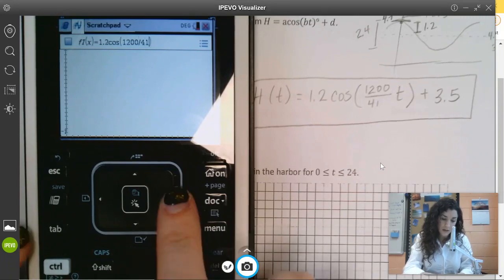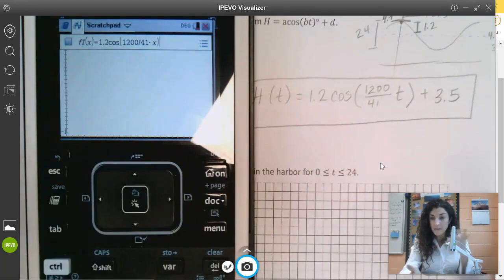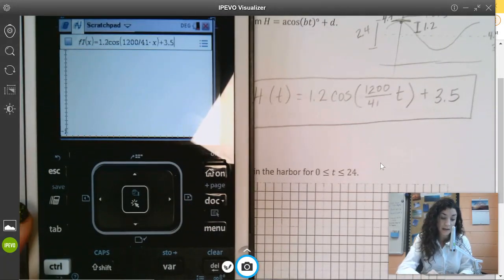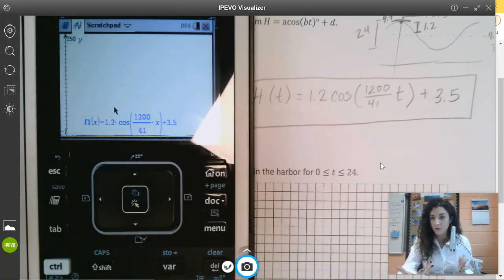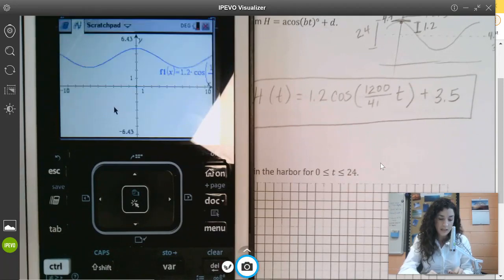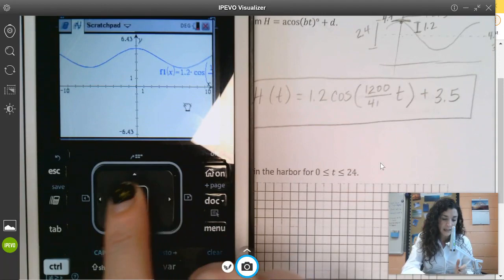Hopefully you're doing this along with me. Remember, you plug in x instead of t because your calculator only has it as a function of x, so we know we're just treating it like x. We graph it, and I have a weird zoom left over from the last thing I was doing on this calculator. So first, I'm going to standardize my zoom, which actually ended up working out pretty nicely in this case.